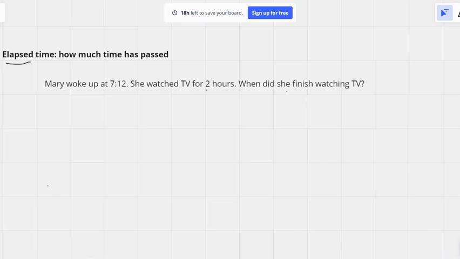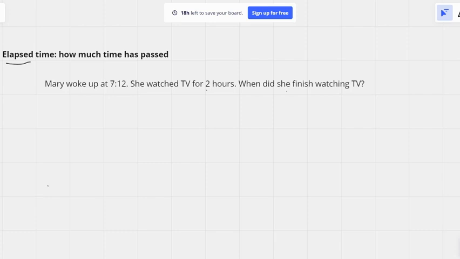This video is about elapsed time. When we're talking about elapsed time, that's that word elapsed right there. We're talking about how much time has passed. So when we are looking at problems about time, we are looking for when something starts, when something ends, and how much time has passed. And sometimes you will have to figure out one of these things if it's missing.